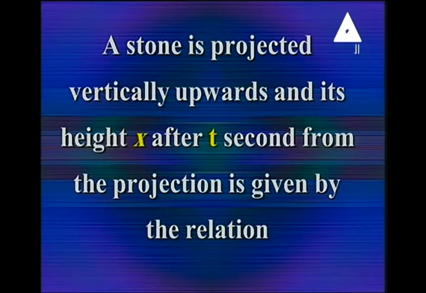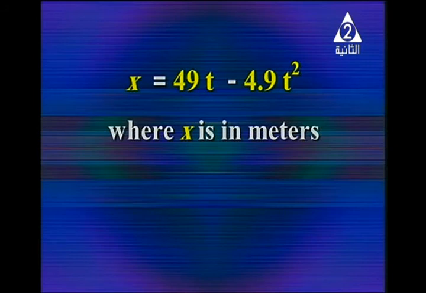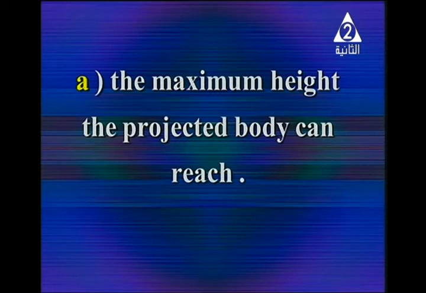Another example. A stone is projected vertically upwards and its height x after t second from the projection is given by the relation x equals 49t minus 4.9t squared, where x is in meter. Find the maximum height the projected body can reach. Remember, maximum height means velocity equals 0.